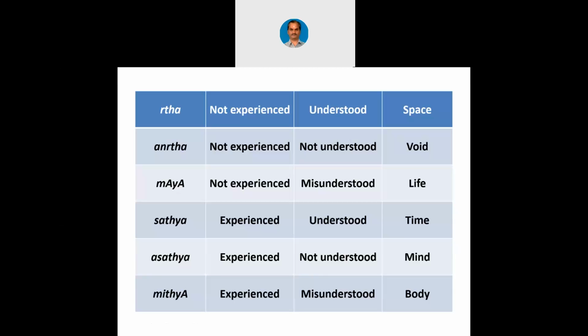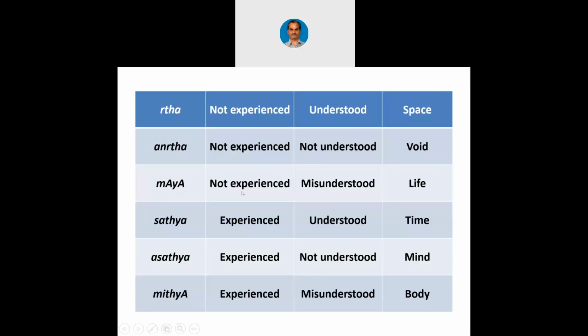Same way, Ruta is understood and not experienced, but Anruta is not understood, not experienced. Such thing does not exist at all. This I had told you in the previous slide also. So void does not exist. Space exists. Now what is Maya? Maya is a new term here compared to the previous slide. But you are already familiar with Maya. Maya is not experienced and it is misunderstood.